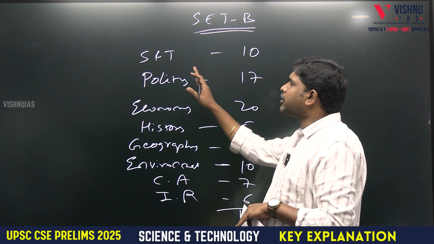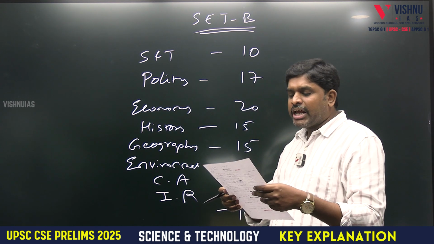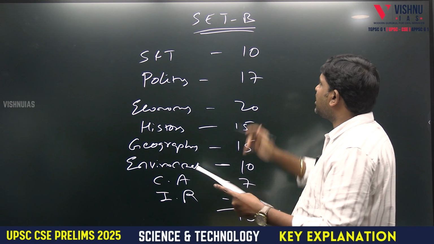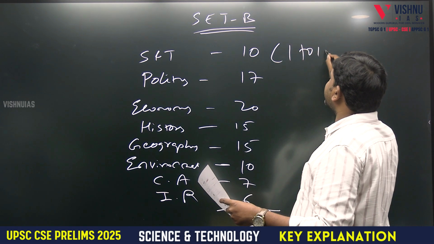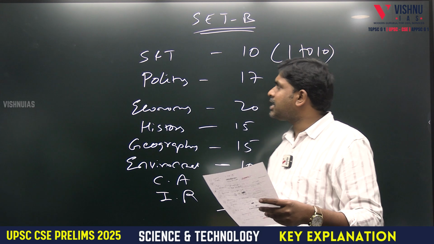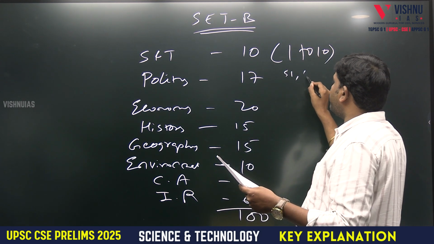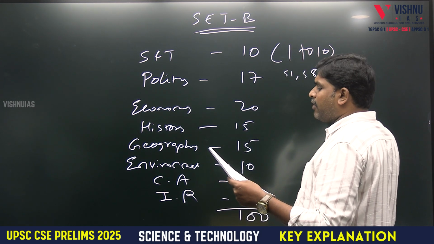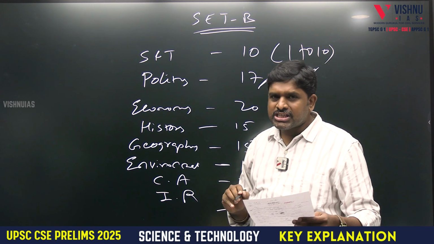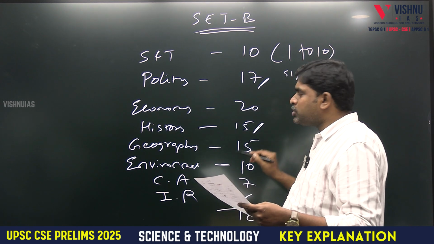In set B, questions 1 to 10 are direct questions from science and technology. In polity, it is questions 51 to 58 and 81 to 90, so overall 17 questions are from polity. And from history, 15 questions are there.